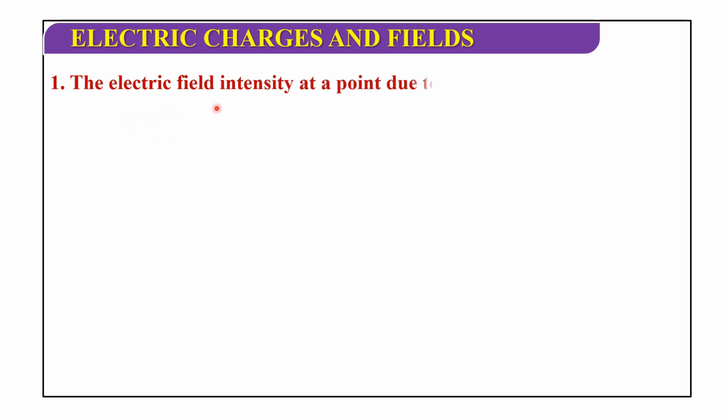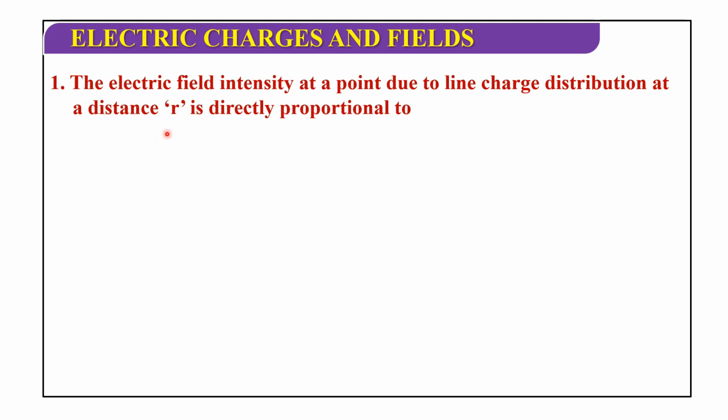Now, the electric field intensity at a point due to a line charge distribution at a distance r is not proportional to 1 by r squared. Here it is 1 by r. The electric field intensity at a point due to the line charge distribution at a distance r is directly proportional to 1 by r.